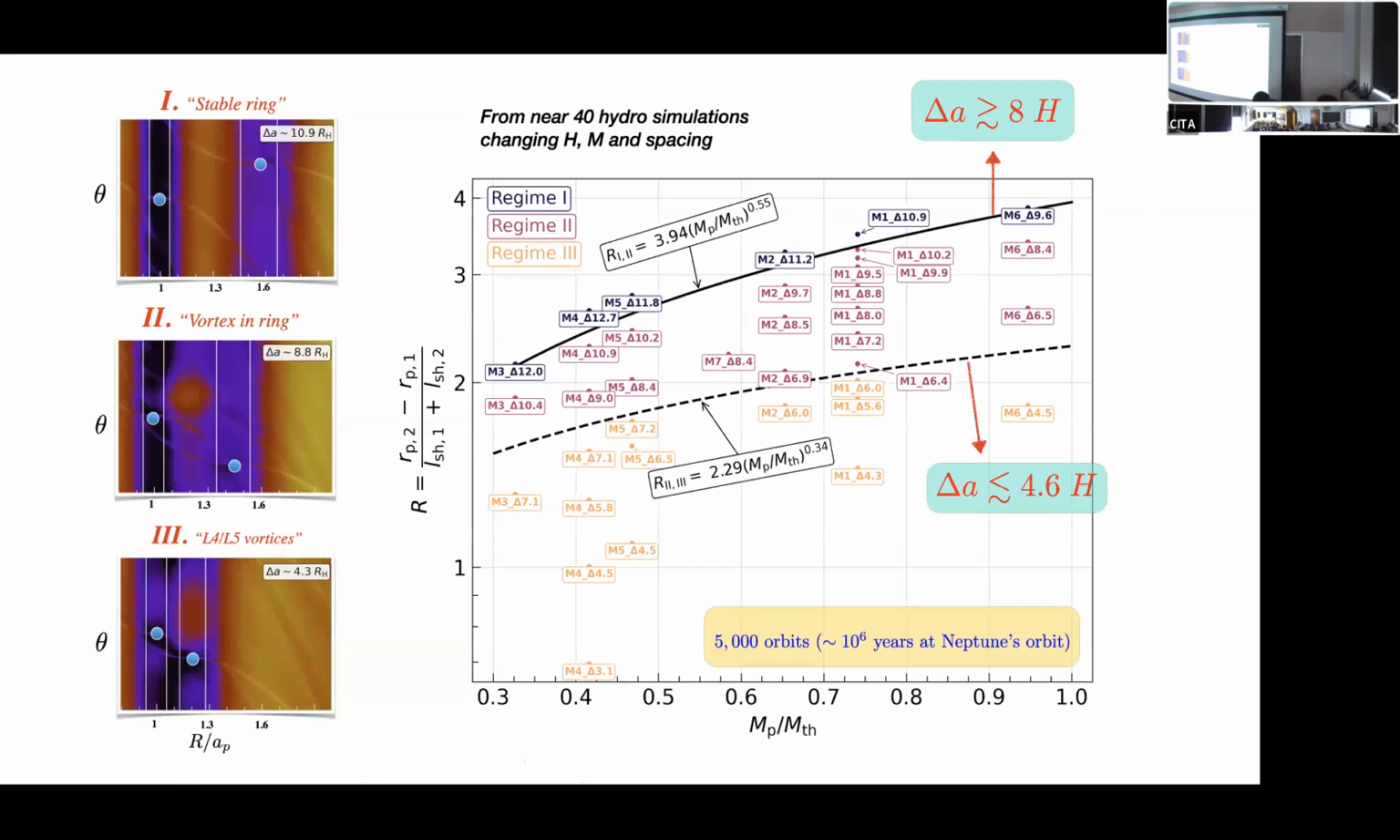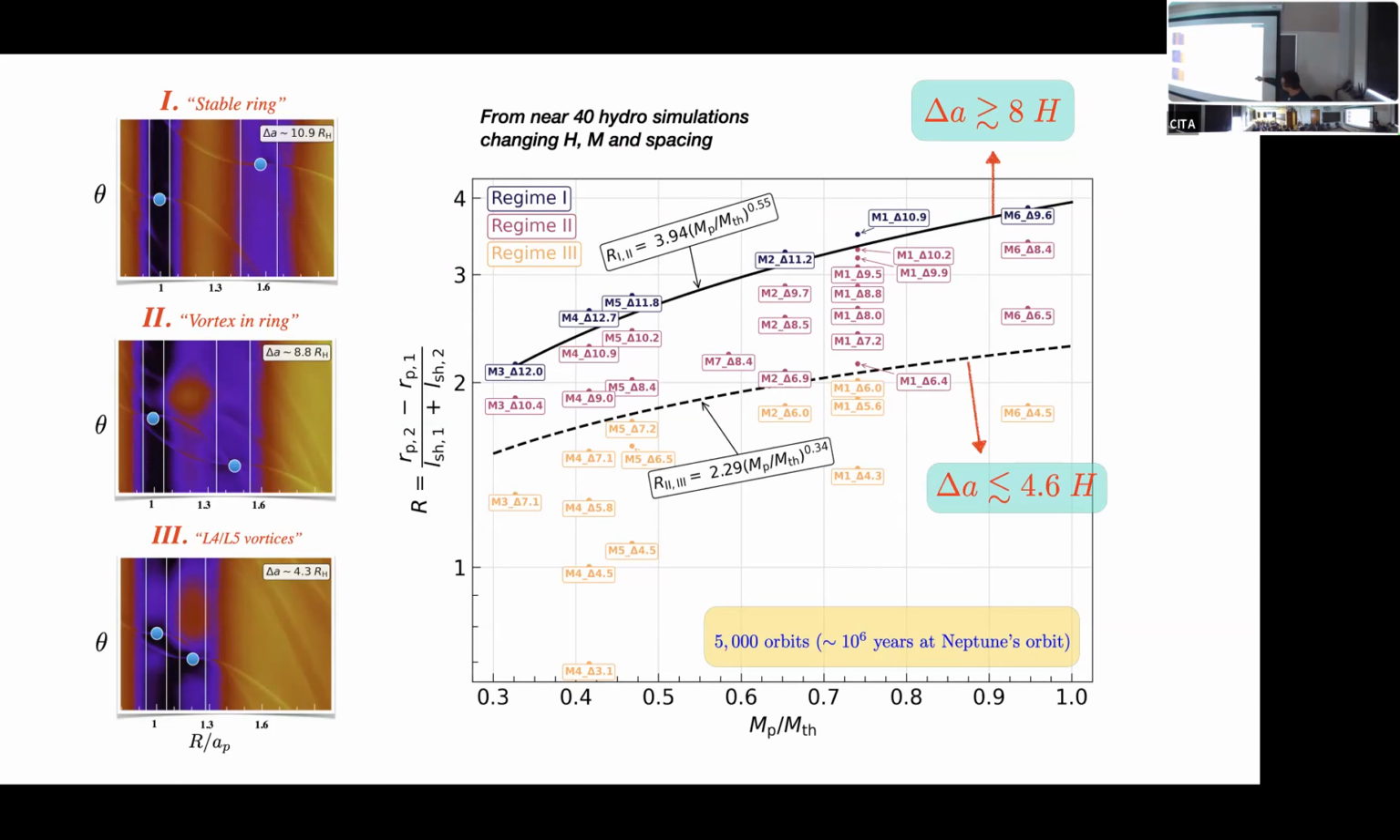So we try to find a way of classifying the different regimes you might find with the different parameters. This is a busy figure, but again, the classification is: 1 is a stable ring, 2 is a vortex in the ring, and then Lagrange 5 and 4 vortices. This is the mass of the planet in units of thermal mass, and this is the spacing between the planets in units of this shock distance, which is the natural distance you can use.